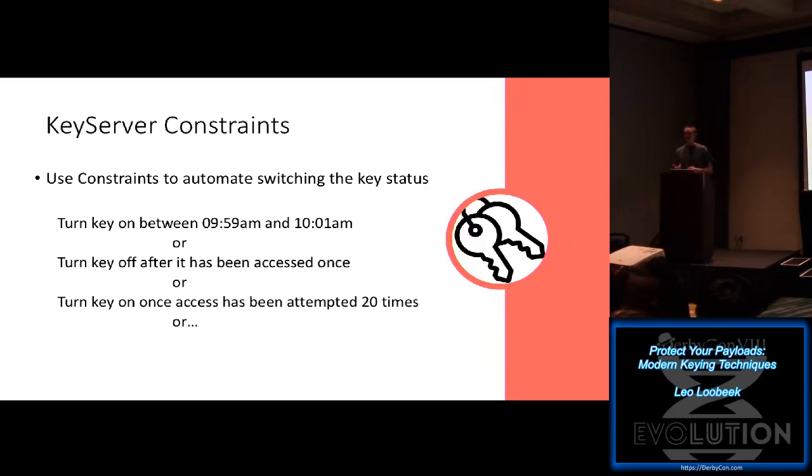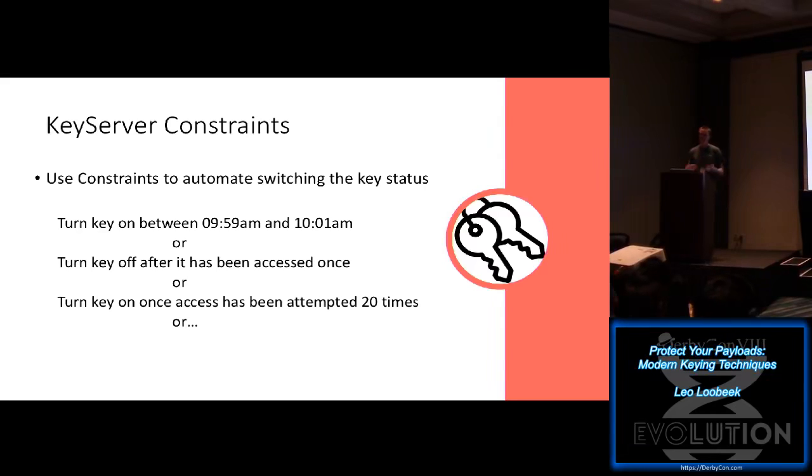The constraints are my favorite piece of KeyServer. Basically, it automates switching the key status. So let's say you have scheduled task persistence for 10 a.m. You could set the KeyServer to only return a valid response during that time interval, so that it matches the scheduled task, and it won't ever execute other than when that scheduled task executes.